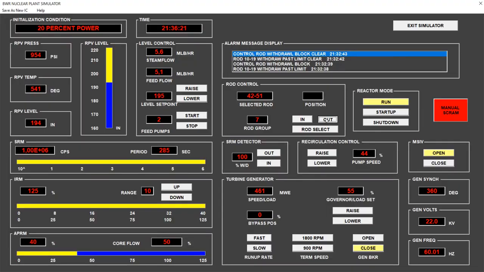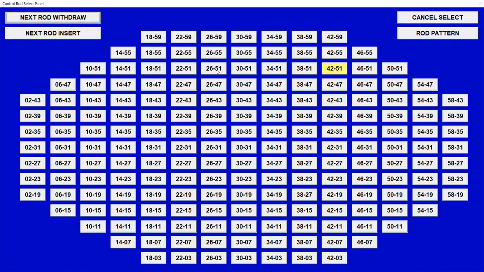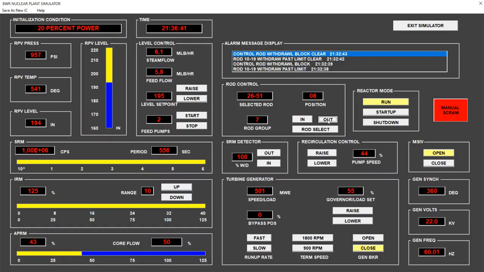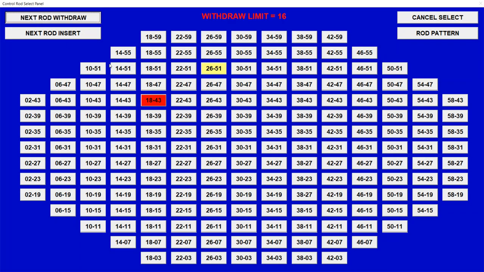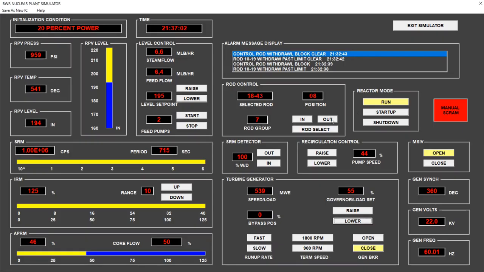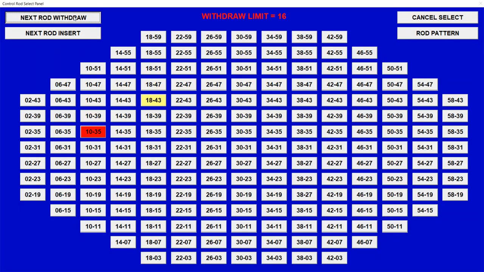42, 51. And let's keep an eye on the power because we're already at 40%. Period 189. And we're at the maximum position 16. Power 42, rod 26, 51, 16, 45, next rod. We're at power 48, so still a bit more, maybe two rods more.